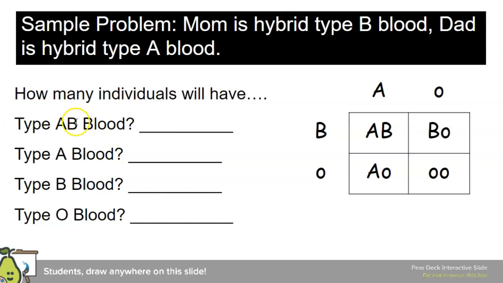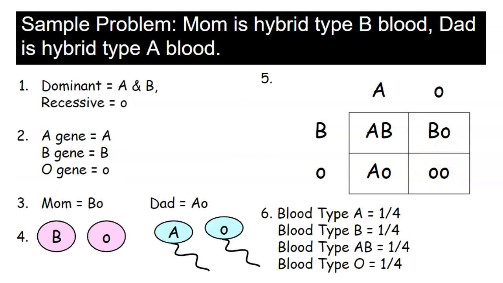So type AB blood. In order to have AB blood, they have to have an A and a B. So that would be 1 out of 4. Type A blood. They have to have an A. They could have an O. O is recessive, so that would be 1 out of 4. Type B blood. O is recessive, so B is going to show up here, so that'd be 1 out of 4. And type O blood is 1 out of 4. So all of these are going to be 1 out of 4.